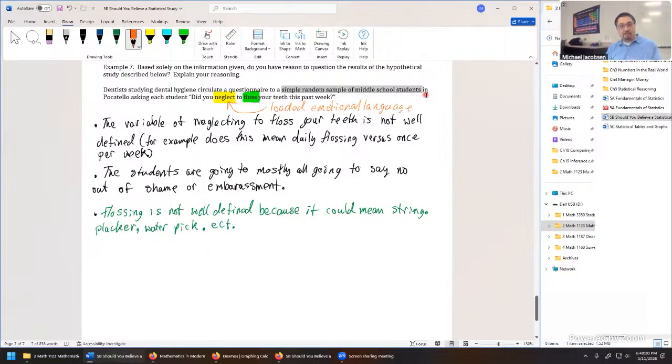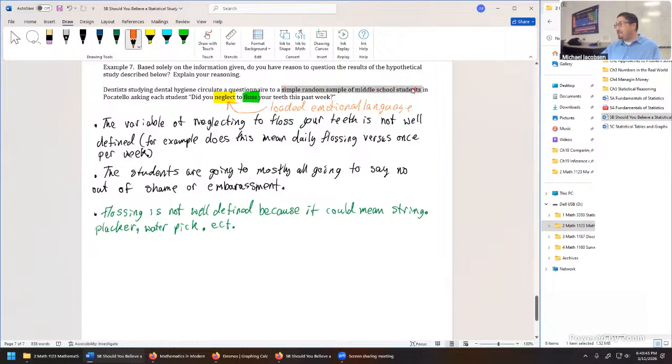I think when I read this question the first time, my imagining was these kids are already in class and every student in the classroom is receiving a questionnaire and the teacher just says, hey, fill that out. But that's not the case, right? This is a simple random sample. They're not necessarily in the classroom at all. They might be at home. And that means there could be a participation bias.